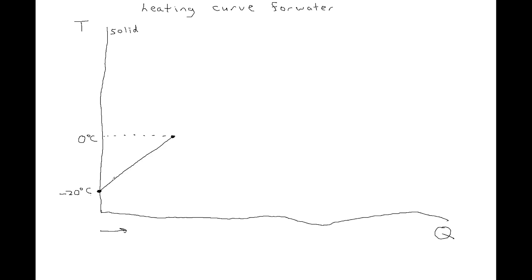What does this point represent? Well, maybe this is ice at negative 15 degrees Celsius. What does this point represent? Well, maybe this is ice at negative 10 degrees Celsius. And what does this point represent? This point is ice at 0 degrees Celsius.